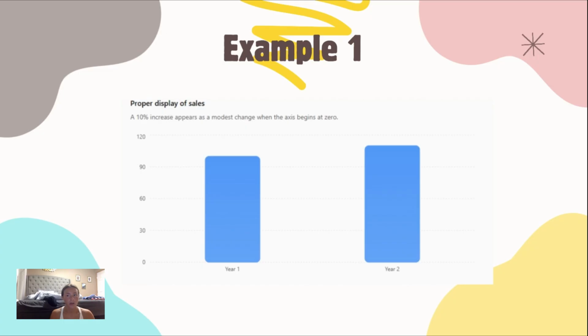This is my first example, and for the first example, we're going to suppose that sales increased from 100 to 110 units. A proper bar chart is always going to start at 0. So here you can see that a 10% increase appears in the data when the axis begins at 0. It looks modest here. However, if the axis were to begin at 95, the second bar would appear dramatically taller, even though it's still only increasing 10%. This is a classic example of how graphs can be misleading.